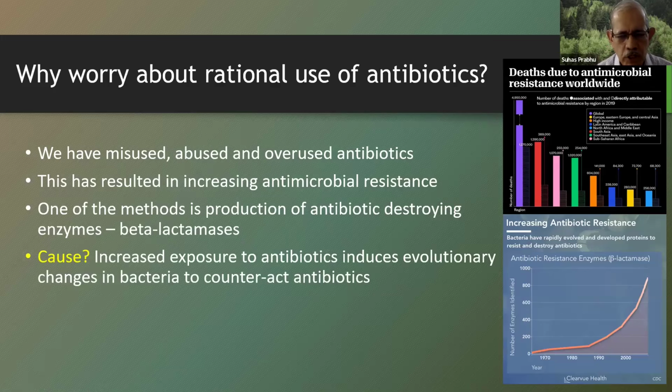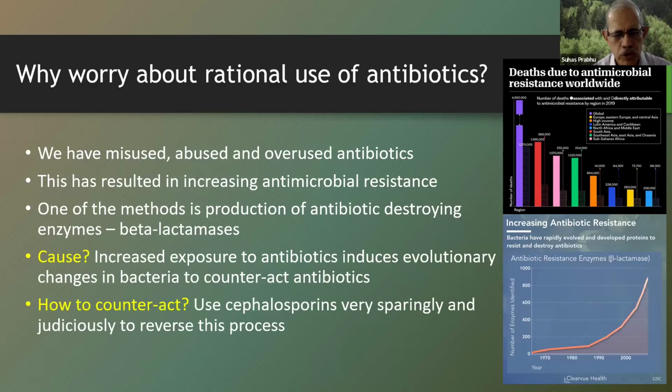So because of exposure, the bacteria evolve to counter the antibiotics by producing beta lactamase. So if you have to reduce the ability of bacteria to produce beta lactamases, the only thing we have to do is use our antibiotics very sparingly and judiciously. That's the only way we can reverse the process.